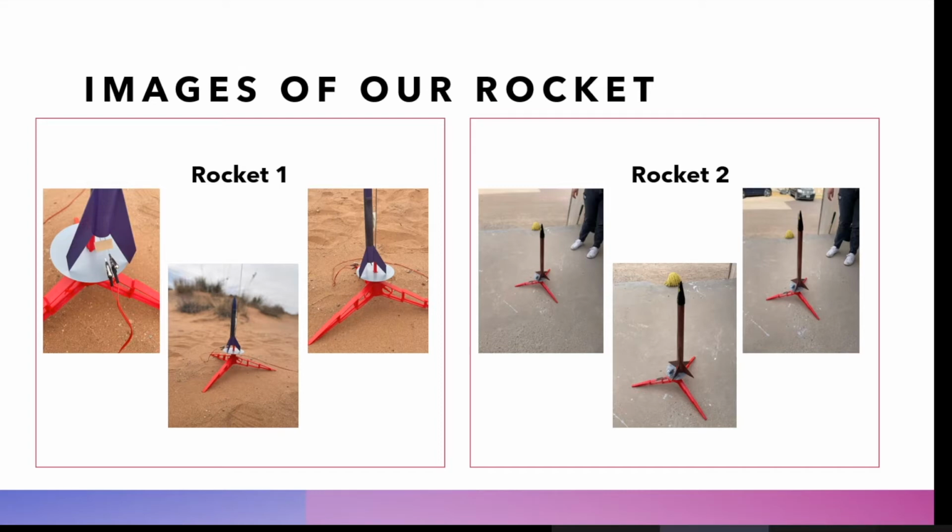Rocket 2 was made of PVC. After we lost Rocket 1, we decided to make a second one, and we made it a little bit sturdier, with a more rigid design. And the base, we bought just from Target.